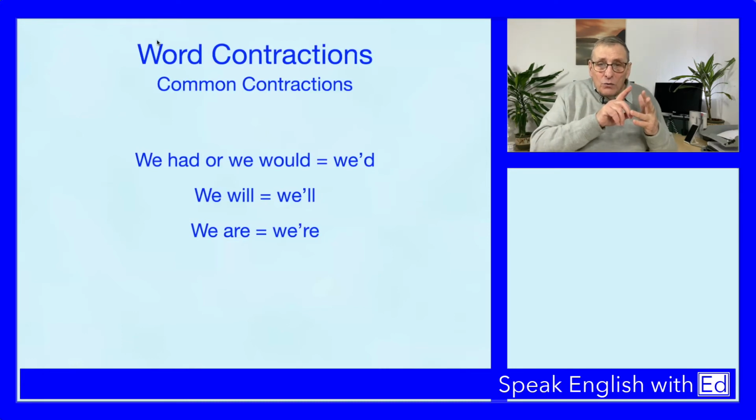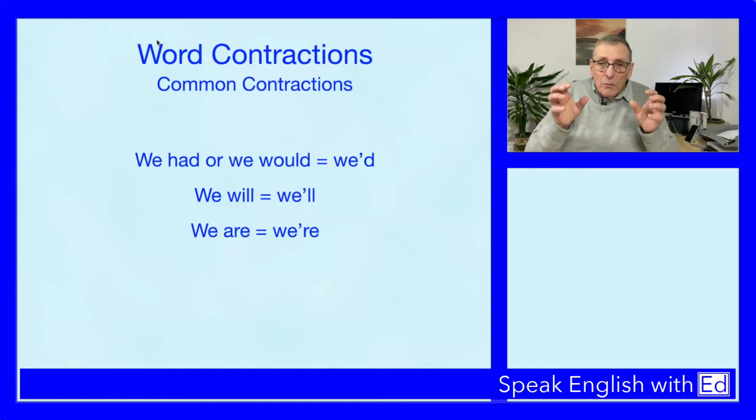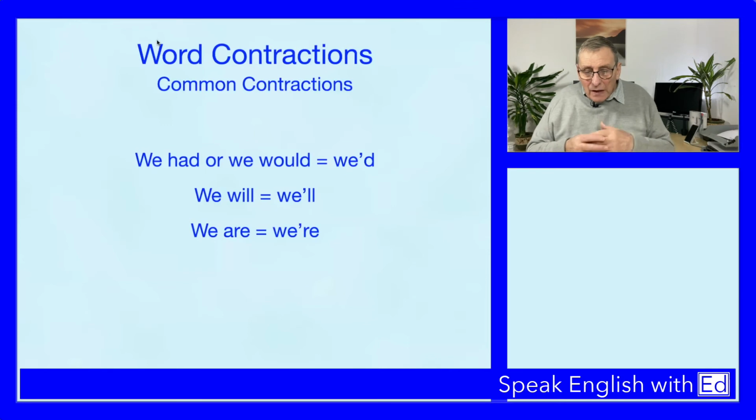Or we would have been there by 10 o'clock if the car hadn't have broken down. We'd have been there by 10 o'clock. We had chicken for dinner. We'd chicken for dinner. So the same contractions can be used in multiple places. We will, we'll. We will go. We'll go tomorrow. We are on our way. We're on our way.